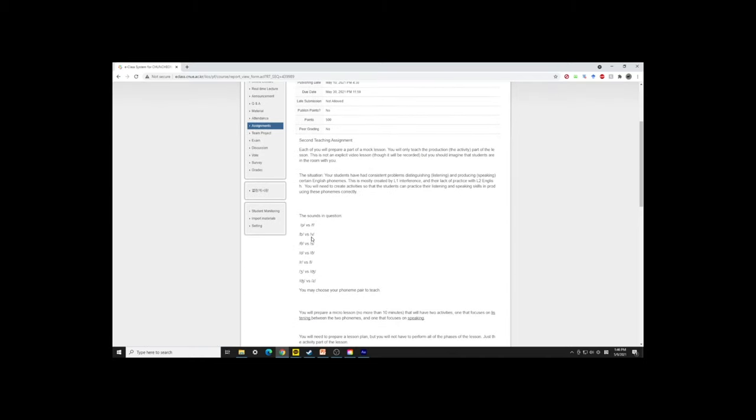So here's your hypothetical situation, the challenge. Your students have had consistent problems distinguishing and producing, so that's listening and speaking, certain English phonemes. This is mostly created by L1 interference and their lack of practice in L2 English. You'll need to create activities so the students can practice their listening and speaking skills in producing these phonemes correctly.